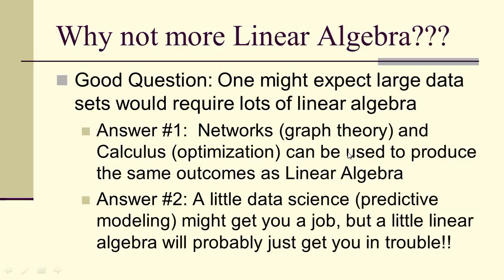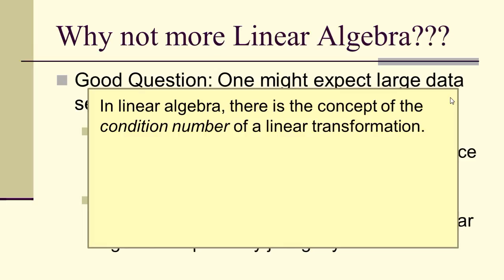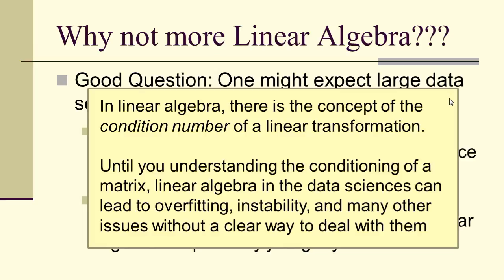The second thing is, if you know a little data science, a little predictive modeling, you could probably get a job, have a nice career. Because data science is working with data that has a lot of information in it, and the ability to pull that information out at any level is really useful. But a little linear algebra just tends to get you in trouble. The reason for that is there's the concept of a condition number of a linear transformation. And until you understand the concept of conditioning of a matrix, linear algebra in the data sciences can lead to overfitting, instability, lots of other issues without your having a clear way to deal with them. So unless we're going to do a lot of linear algebra, it's probably best not to try to do much of any linear algebra.